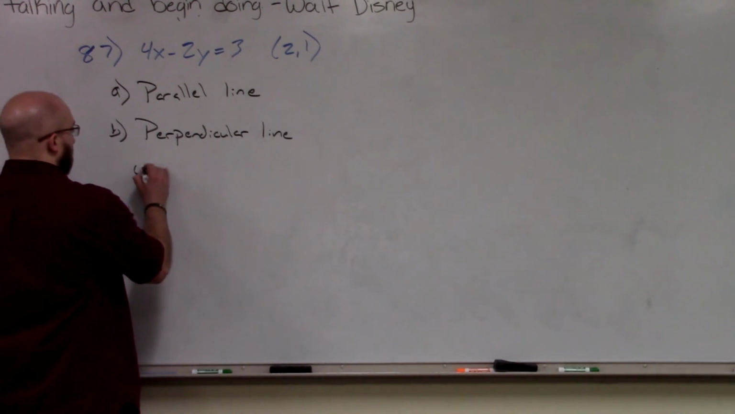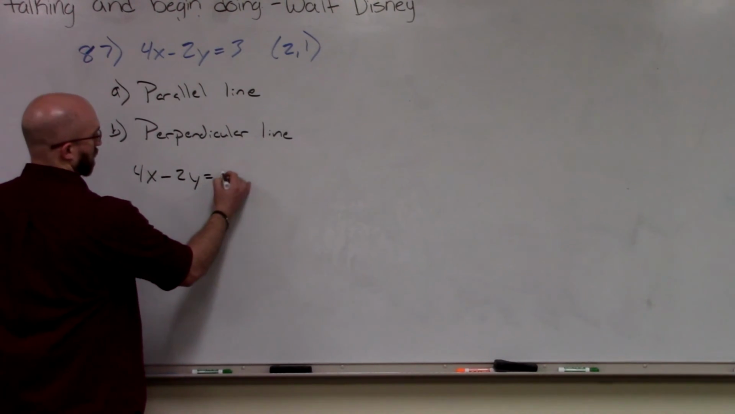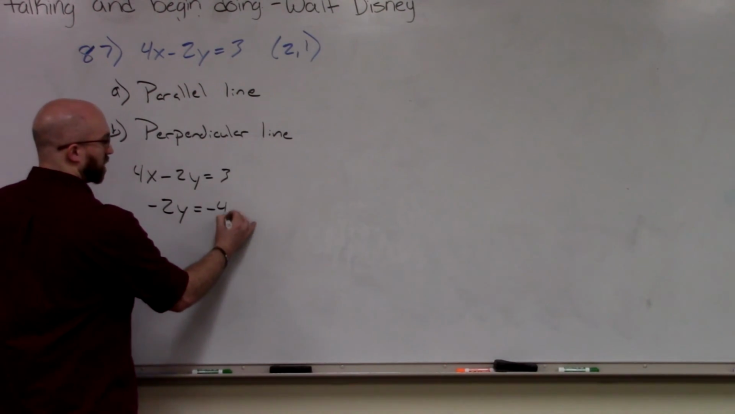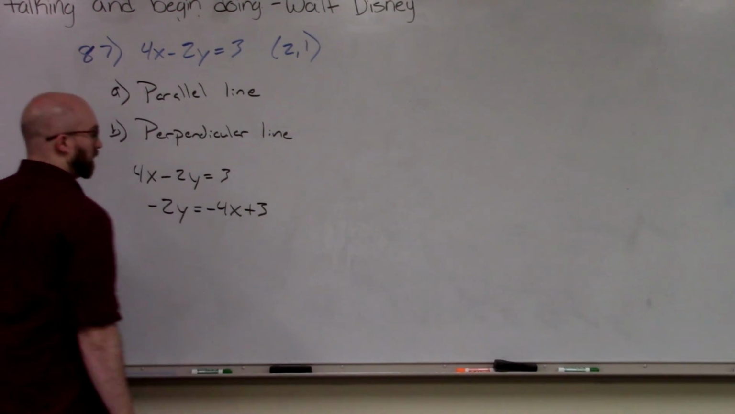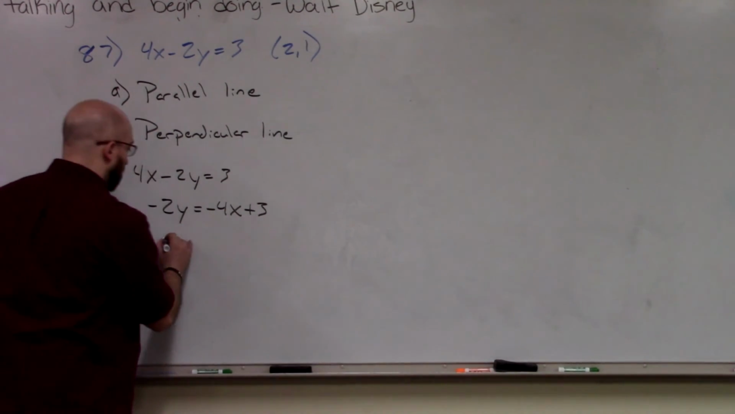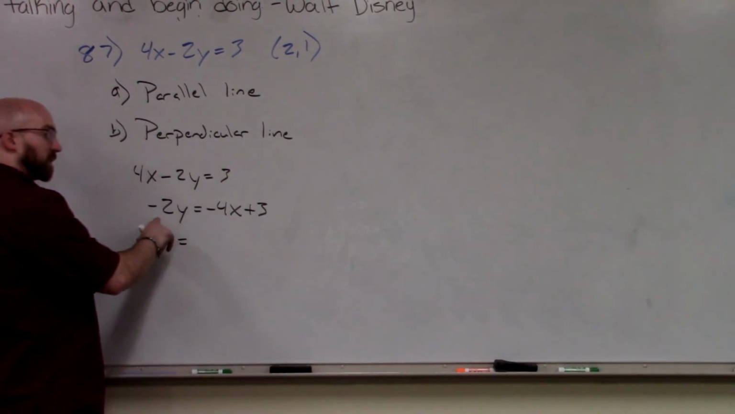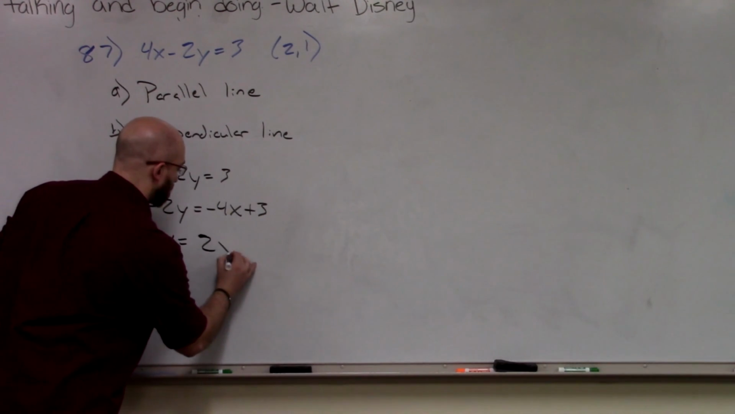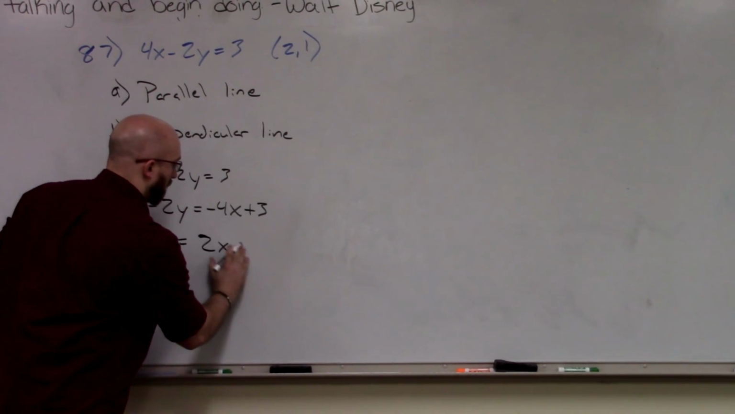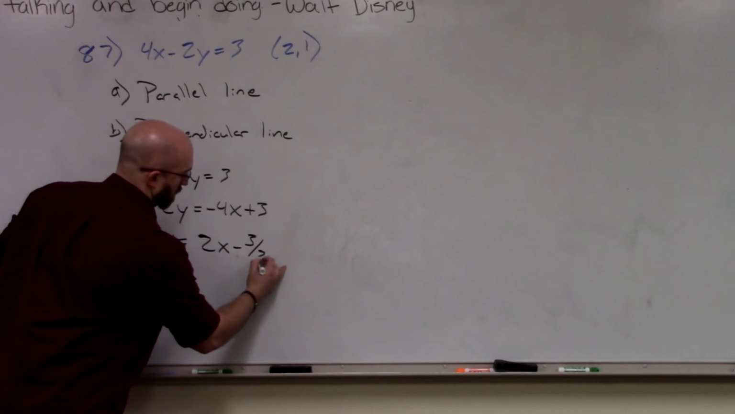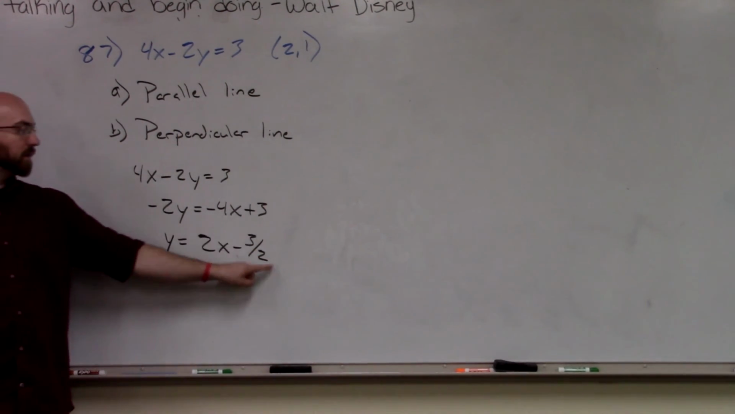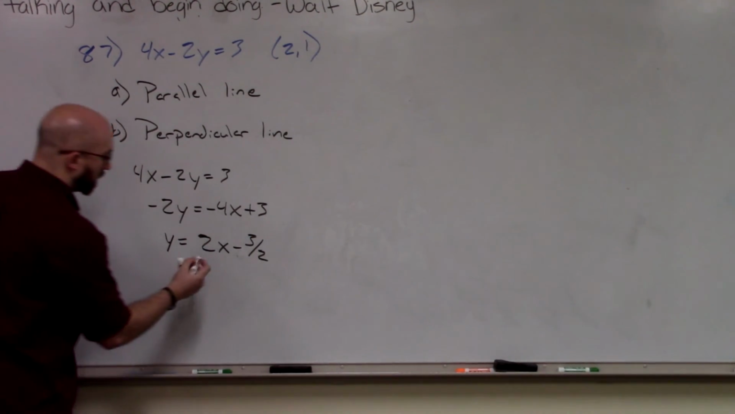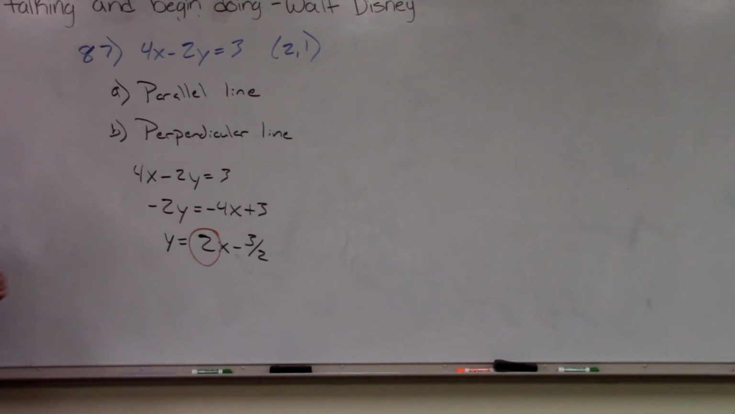So I'm going to do it right here. Let's move the 4x over, so we get negative 2y equals negative 4x plus 3. Divide by negative 2. Everything gets divided by negative 2, so y equals negative 4 divided by negative 2 is positive, so it's positive 2x minus 3/2. I don't really care about this. All I really care about, I'll circle it so we know, is this number right here, because I need the slope.